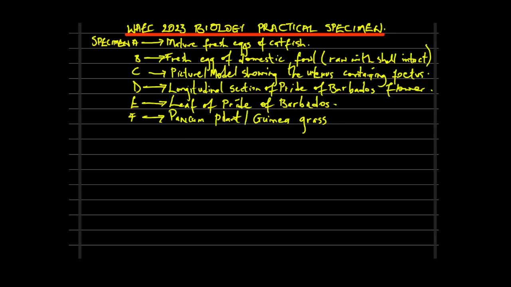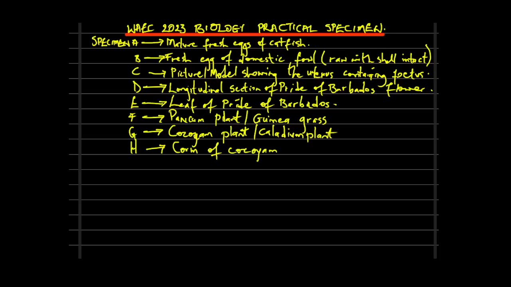And our Specimen G is the Cocoyam plant. Botanical name is the Caladium plant. That is what it is called. We will also be needing the whole plant for that. And our Specimen H is the corm of Cocoyam.